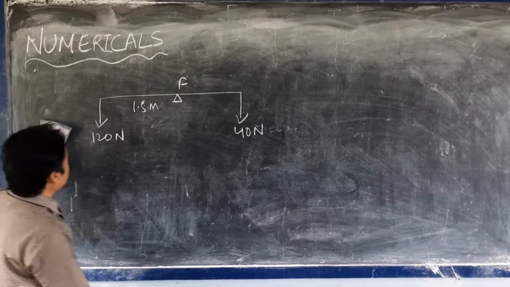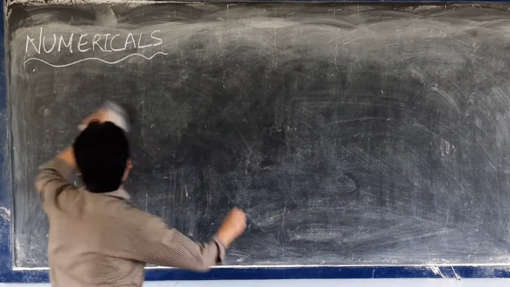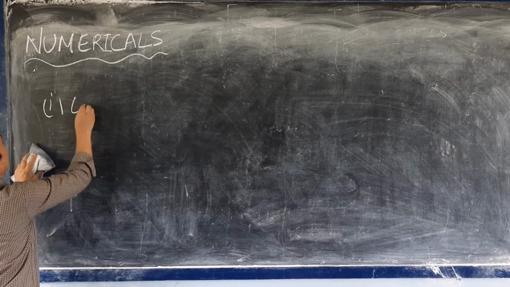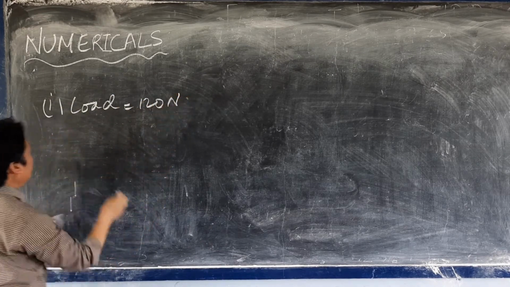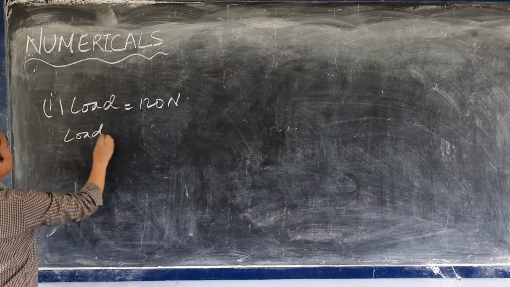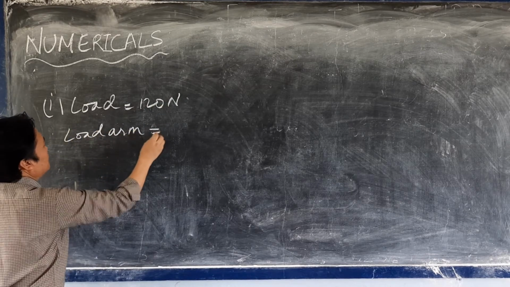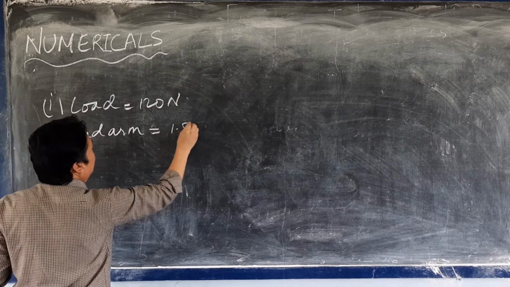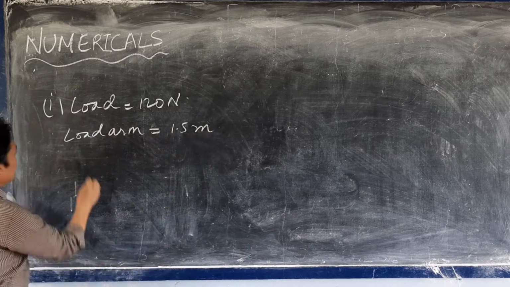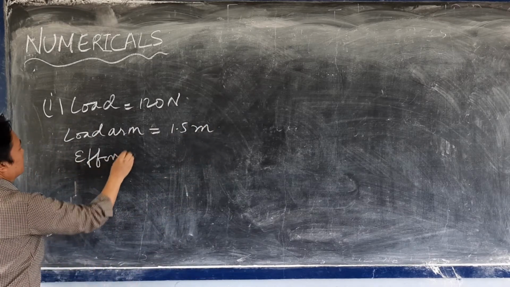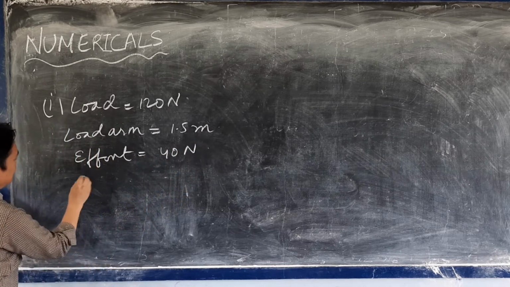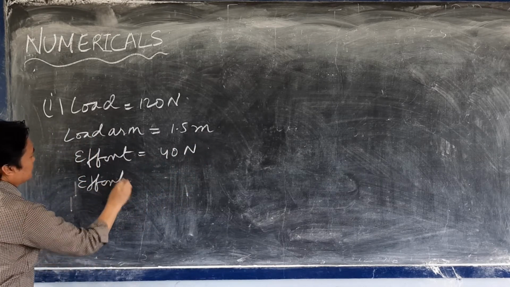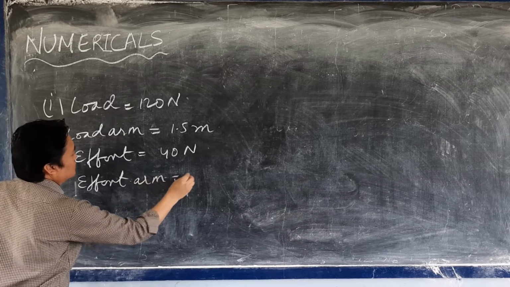Now I'll write it here. The first one: the load is given, 120 Newton. The load arm is given, equals 1.5 meter. The effort is given, 40 Newton. Then we have to find the effort arm. The effort arm is a question mark.